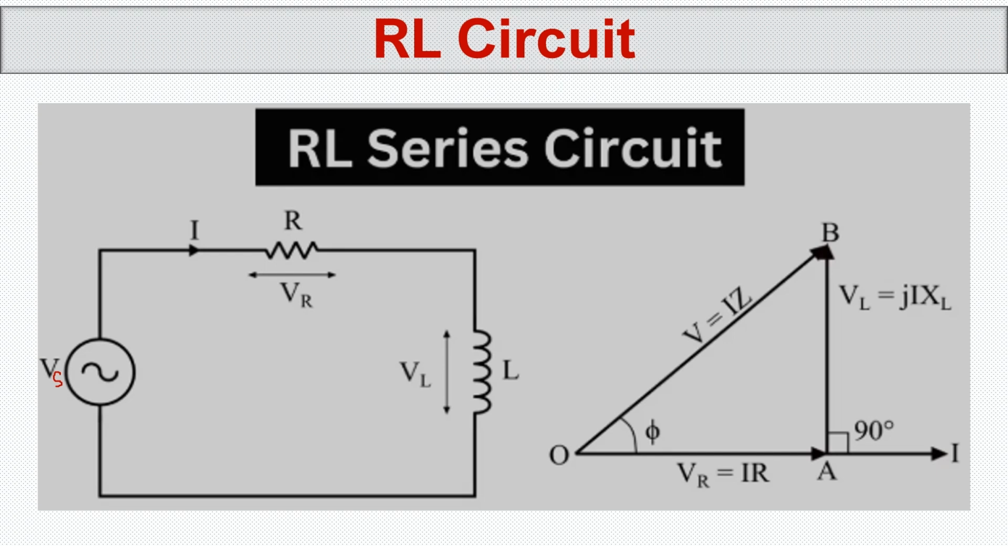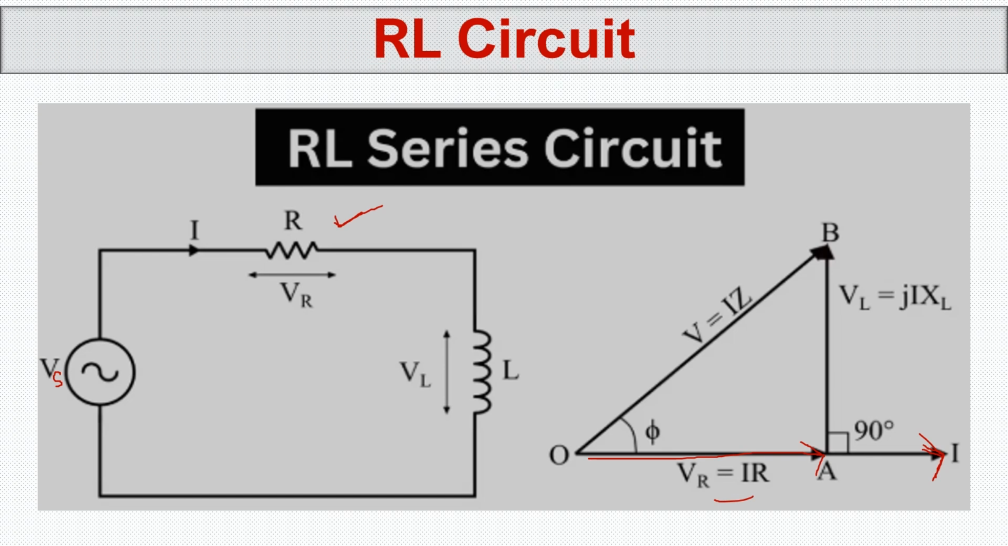But we cannot simply add, because Vr and Vl are 90-degree phase shifted. We know that Vr is in phase with the supply voltage, so that is always in phase with the current. So we have a current here. In phase means there is no phase difference between this current and this voltage. So I is here, and this Vr is going to be like this, in phase with the current. So this is Vr represented.